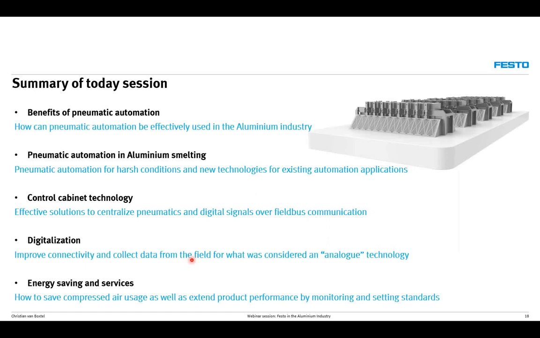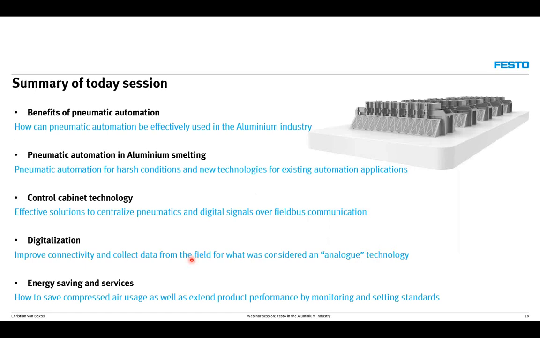And combined with the focus on the TOTEX of an installation, CAPEX cost can still be reduced while having a reliable installation. Last but not least, to end on the topics discussed, the energy saving services, the importance of using compressed air well, and of course extending the performance by monitoring and setting standards. You can imagine that when air quality is improved at the facility, this will extend the life cycle of your facility.